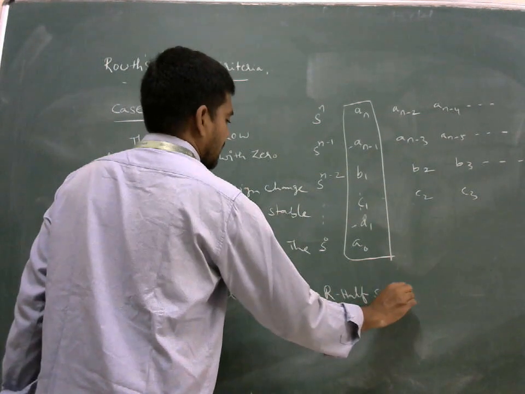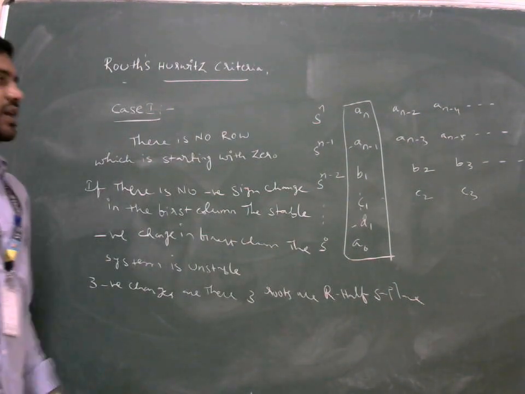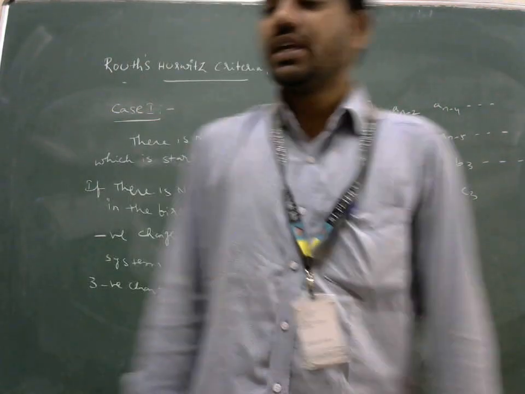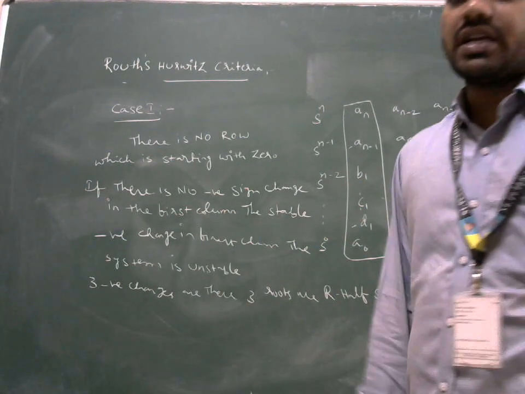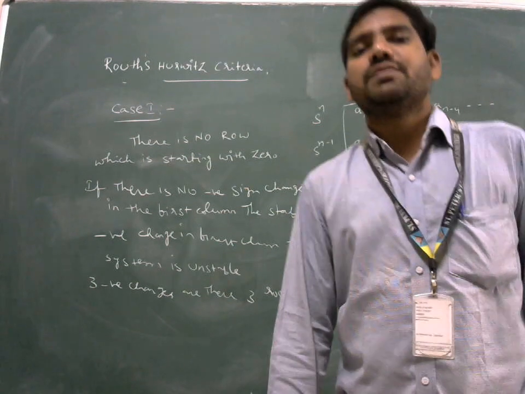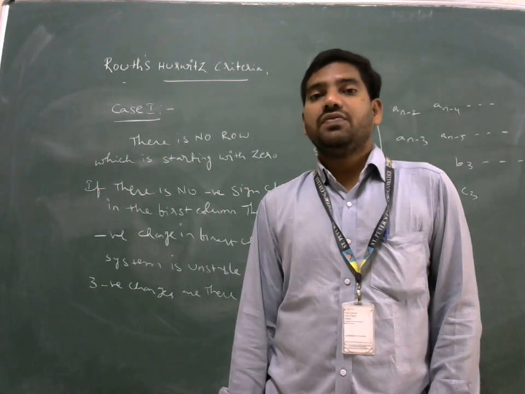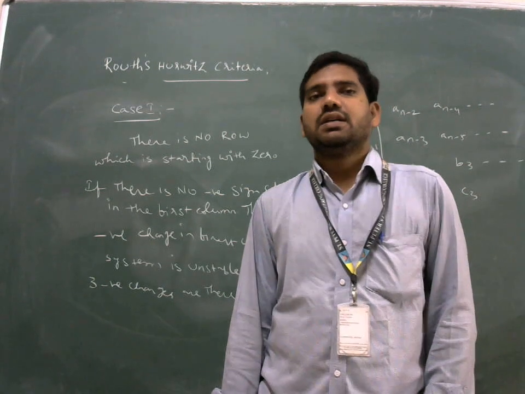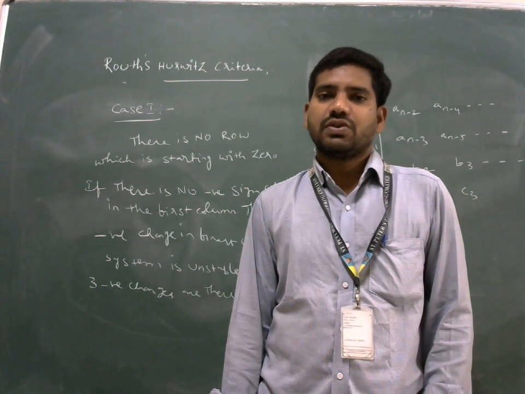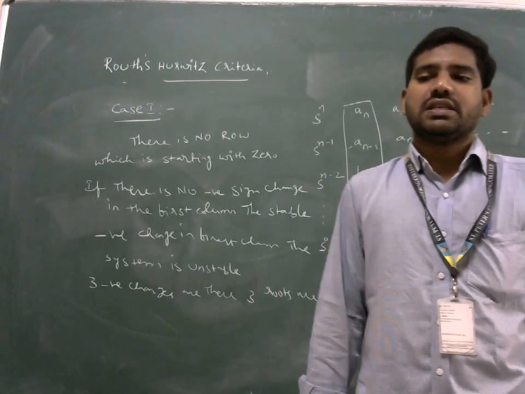According to Routh-Hurwitz's criteria, the first thing you need to check is whether there are any sign changes or not. If there are no sign changes, the system is absolutely stable, that is completely stable. If there are sign changes, how many sign changes are there? 2 or 3 or 4? In this case, we are assuming that 3 sign changes are there.